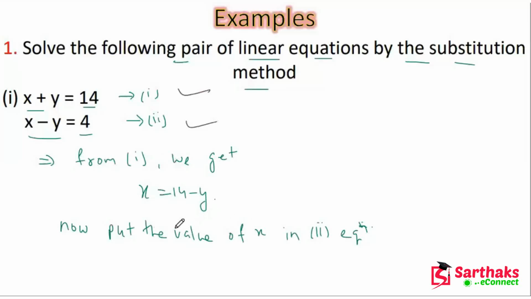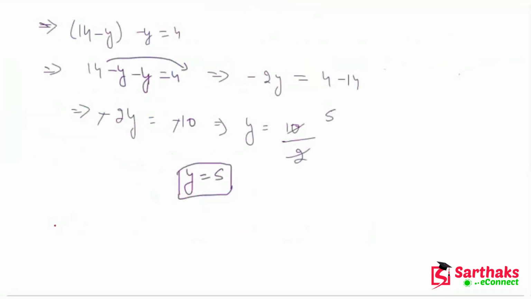So if you put the value of y in this equation, we have x is equal to 14 minus y. Now put the value of y, which is 5. So we get 14 minus 5, this will give 9. So we have x is equal to 9. Okay, my dear friend, so we have y is equal to 5 and x is equal to 9. This is the solution of these equations with the help of the substitution method. Okay, so now let's move on.